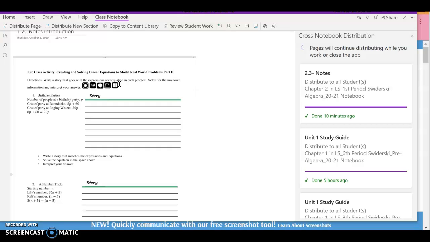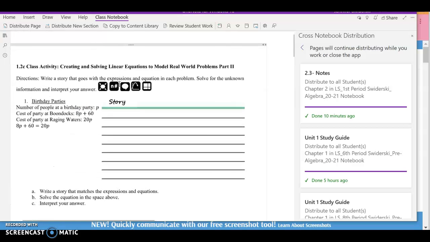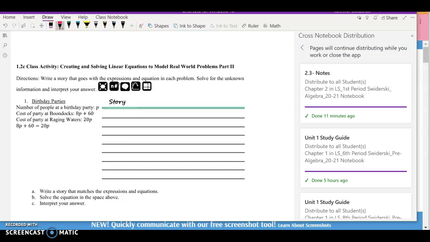So for this first problem, they tell us the number of people at a birthday party is P, the cost of a party at Boondocks is 8P plus 60, and at Raging Waters, it's 20P. So we know 8P plus 60 is 20P.